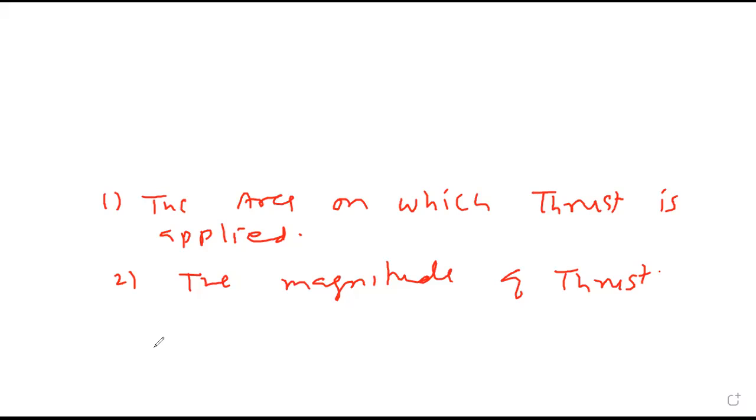Area on which thrust is applied and magnitude of thrust. See, thrust is in the numerator and area is in the denominator, na? In our formula. So if I decrease the area, what will happen to the pressure? It will increase. Definitely increase. तो इसलिए हम लोग अपना नाइफ को शार्प करके रखते हैं ना, ऐसा एरिया कम करते हैं ना उसका, so that with small force it can cut the vegetables or any object.